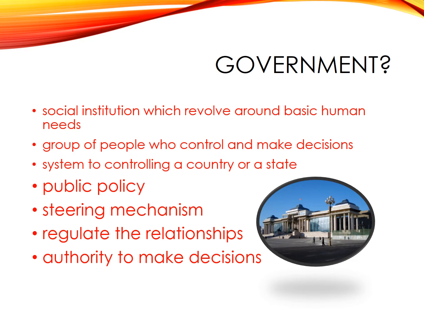Government is the group of people who control and make decisions by using a particular system to control a country or a state. Government is responsible primarily for making public policy for an entire society, which is the steering mechanism for a given society. According to Black's Law Dictionary, governments regulate the relationship among members of a society and between the society and outsiders, and have the authority to make decisions for the society.